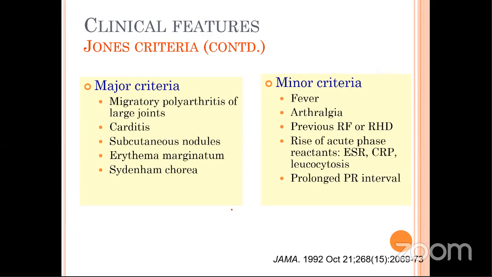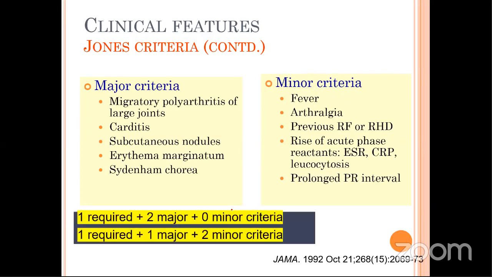Now, when do you say that the patient is suffering from rheumatic heart disease? If you have one required plus two major criteria, you say that the diagnosis is confirmed. Or if you have one required, one major, and two minor criteria. So this is the dictum.